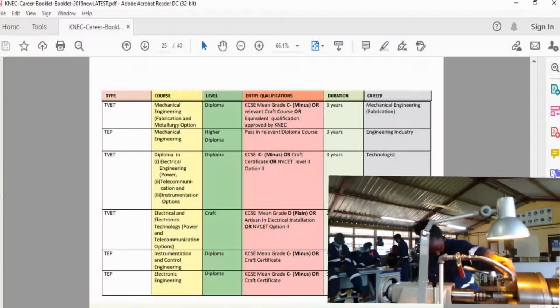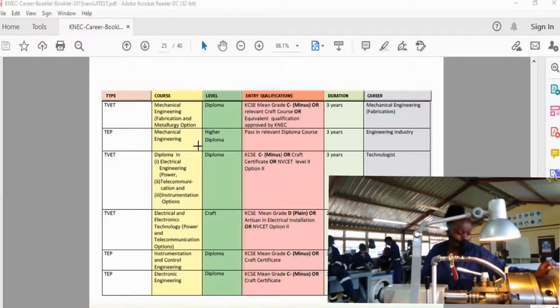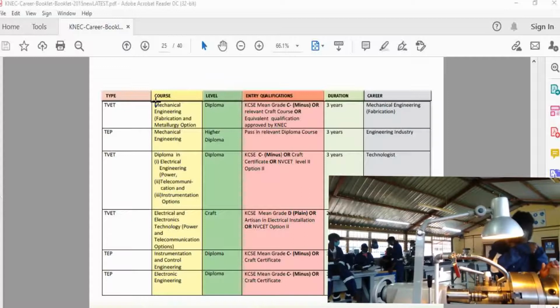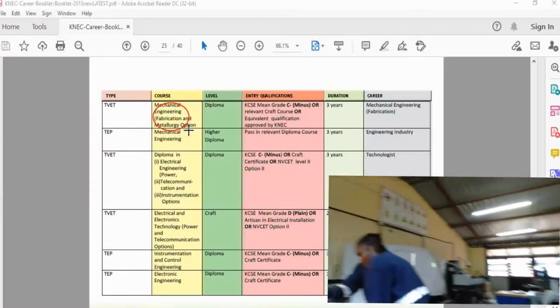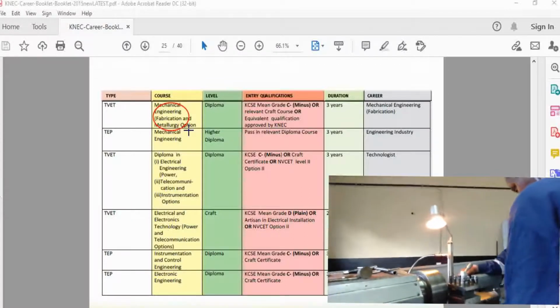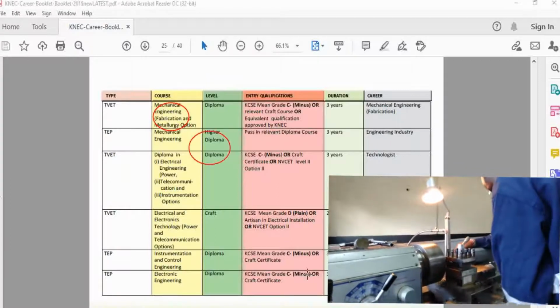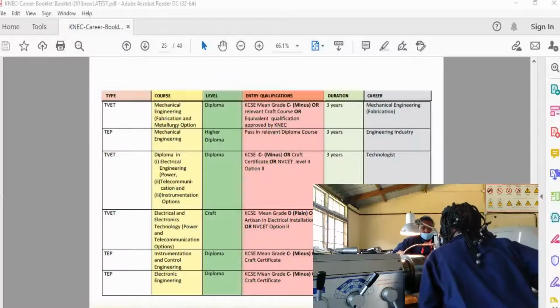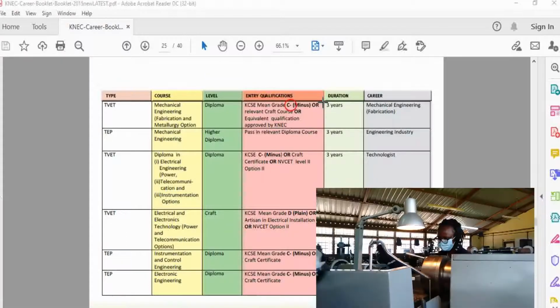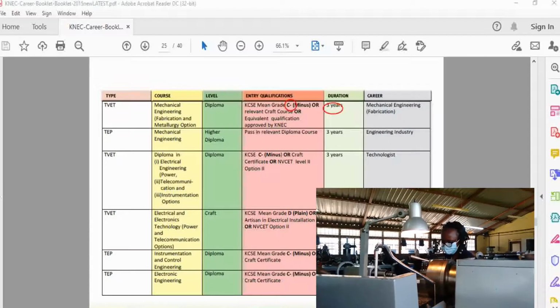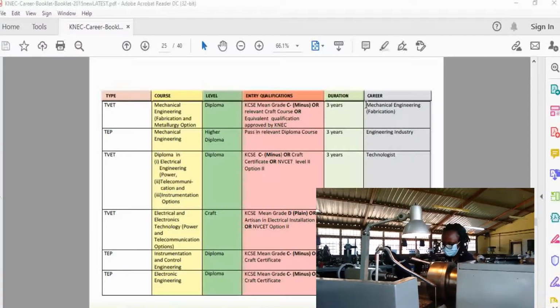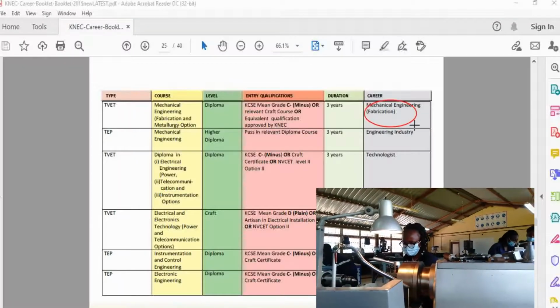Now there is also mechanical engineering fabrication and metallurgy option. It has a similar requirement, that is, you need to have scored a C-, and the duration is the same. And for the job market, mostly if you do this course, you'll be doing fabrication work.